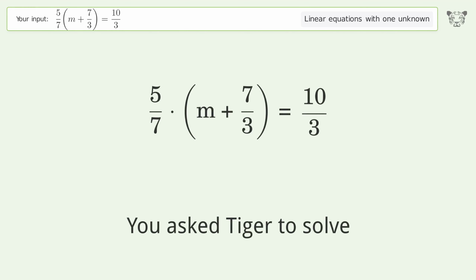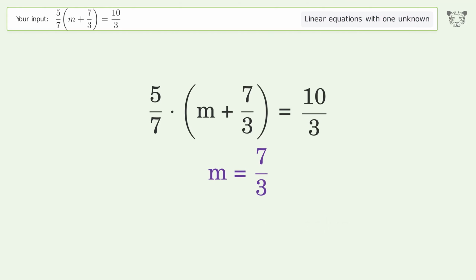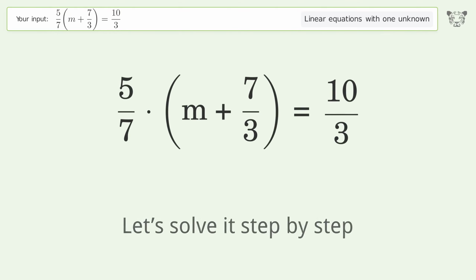You ask Tiger to solve. This deals with linear equations with one unknown. The final result is m=7/3. Let's solve it step by step.